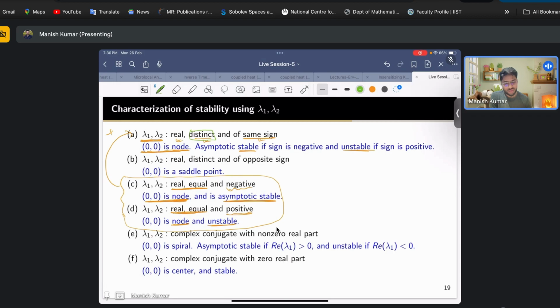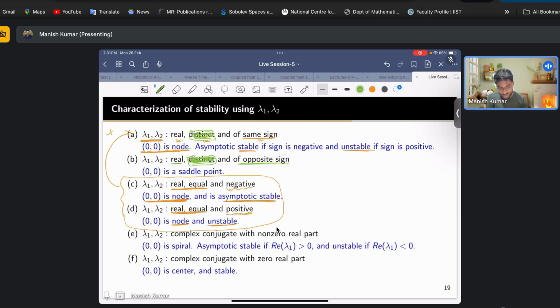Okay, the sign of eigenvalues. The second characterization is that they should be real, distinct but of opposite signs. You can remove this distinct condition, because when we say that they are of opposite sign, that means they are distinct, right? So we don't need to write this. So real and of opposite sign. Remove this, and then I think it would look better.